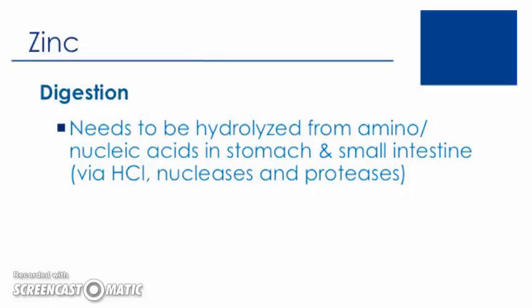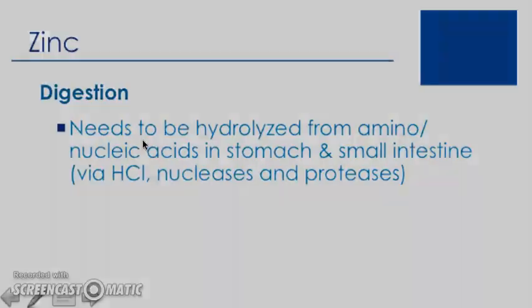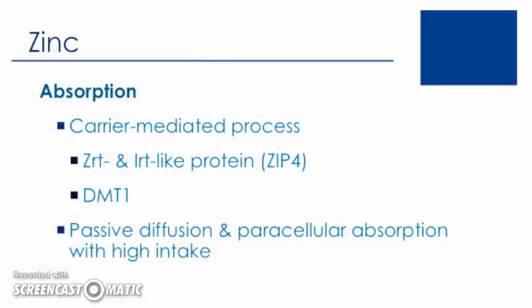Here we will see the digestion process for zinc. So when zinc is consumed in food products, it may be bound to amino acids or nucleic acids, so that will need to be hydrolyzed from these compounds, and that will occur in the stomach and small intestine via the hydrochloric acid, as well as nucleases and proteases, which will be involved in cleaving the amino acid or nucleic acid groups. We see here the absorption process for zinc.